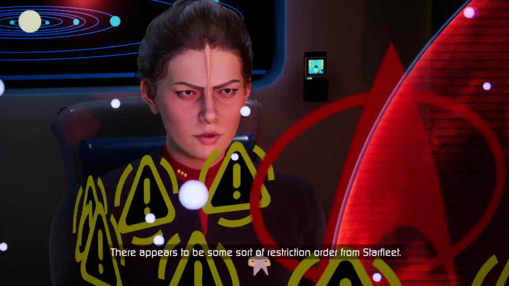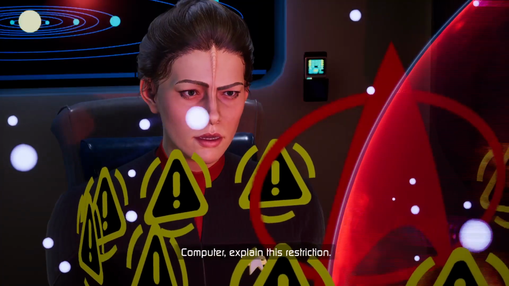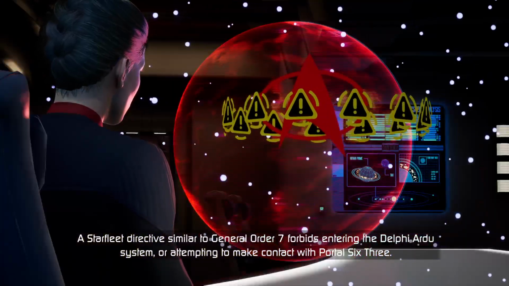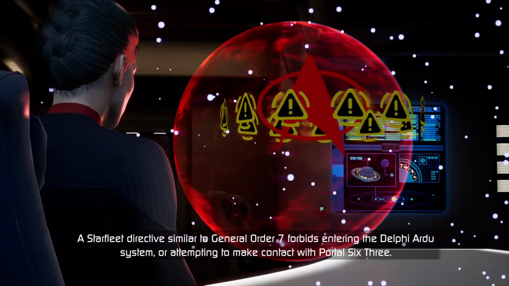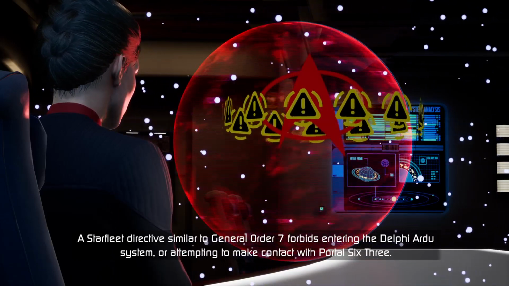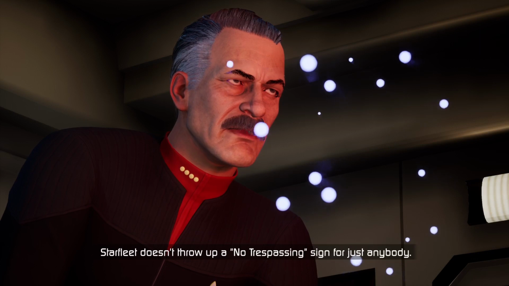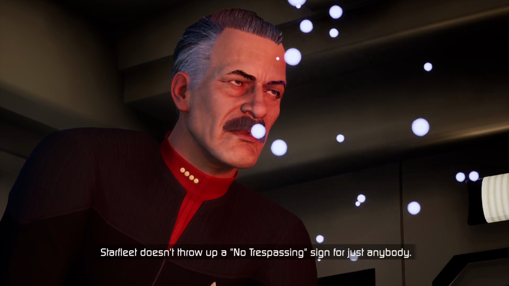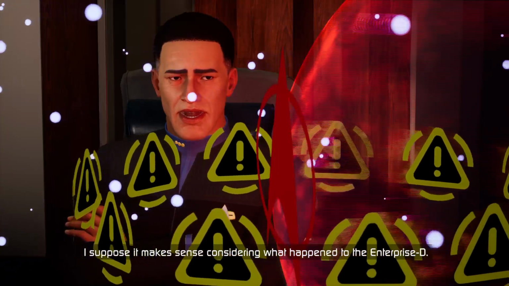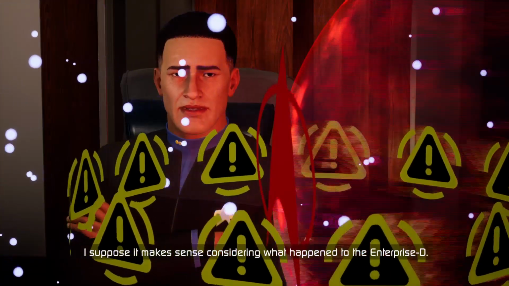There appears to be some sort of restriction order from Starfleet. Computer, explain this restriction. A Starfleet directive similar to General Order 7 forbids entering the Delphi Ardu system or attempting to make contact with Portal 63. Starfleet doesn't throw up a no trespassing sign for just anybody. I suppose it makes sense, considering what happened to the Enterprise D.